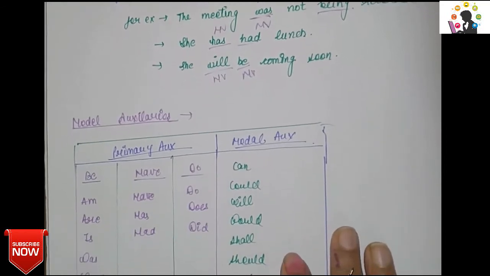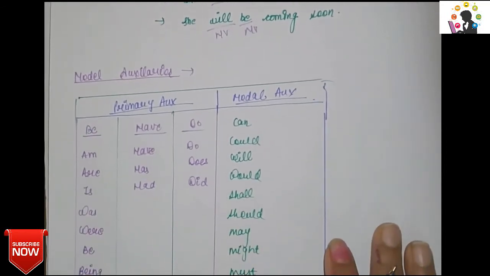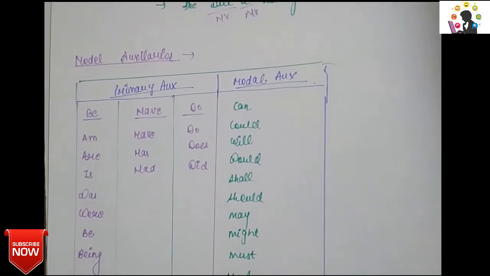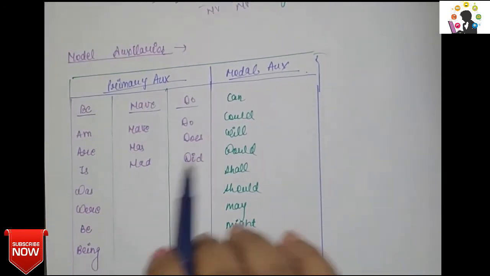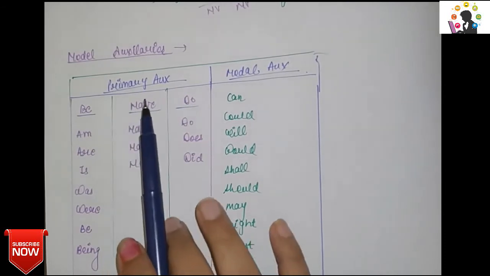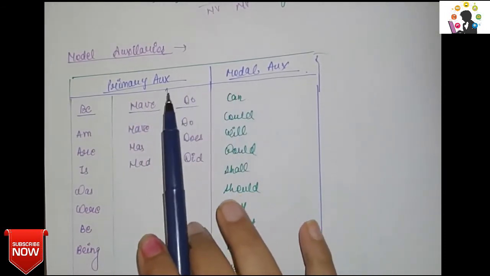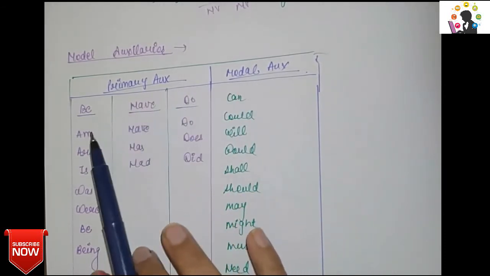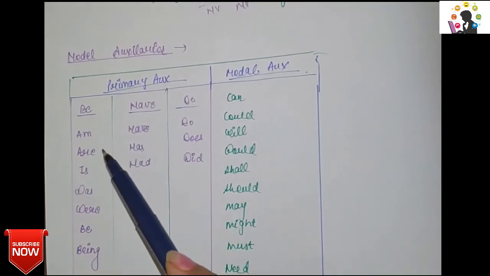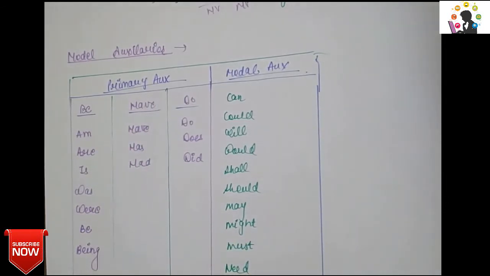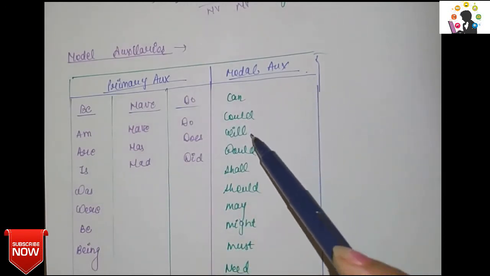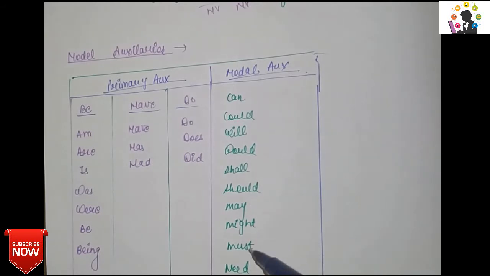So move on to the next category, that is modal auxiliaries. So I draw this. See that primary auxiliary and modal auxiliary. In the primary auxiliaries, be, have and do are there. Am, are, is, was, were, be, being, been, and all that are the primary auxiliaries. Modal auxiliaries: can, could, will, would, shall, should, may, might, must, need, dare, all are these modal auxiliaries. So we can identify with the help of this.